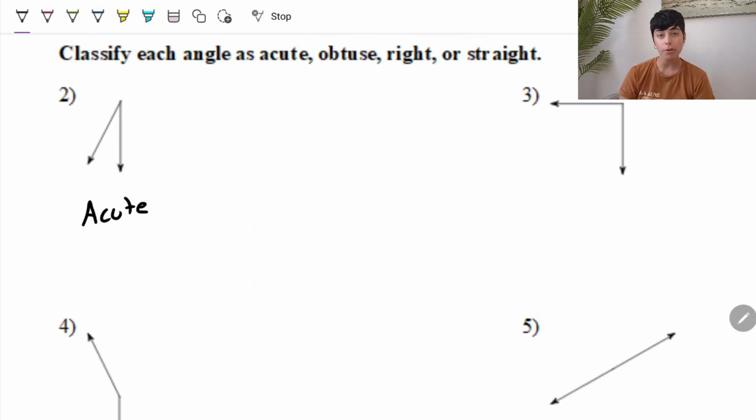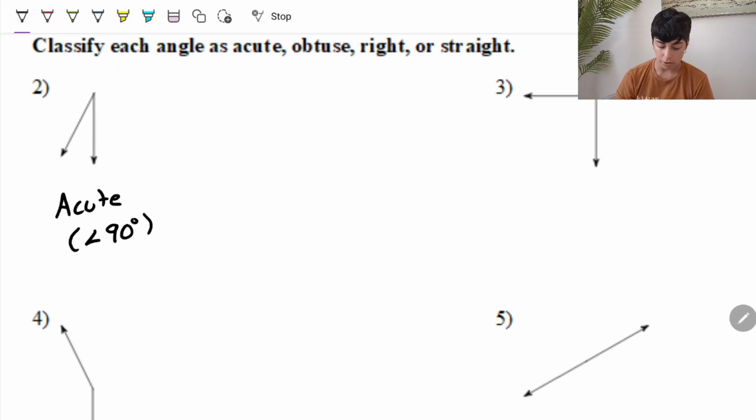Now how do we know it's acute? Because it is less than 90 degrees. So this means it is less than 90 degrees. It's a small angle. Our next angle here makes this kind of box shape, making it a right angle. In other words, it is equal to 90 degrees.